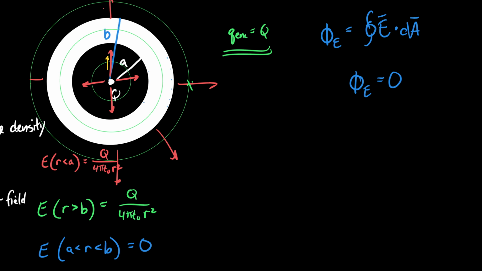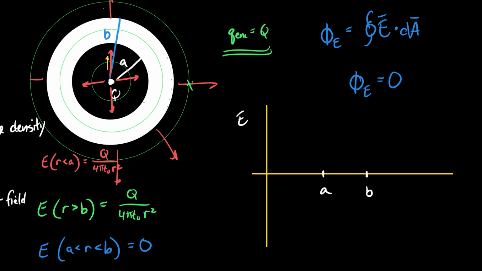So let's skip down to question 3. We found the electric field. What must the electric field look like? Let's put in stops for a and b. This is the electric field as a function of r.